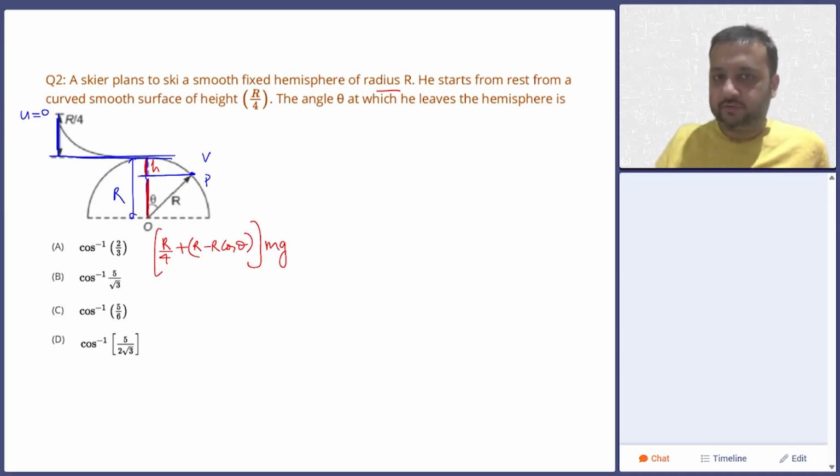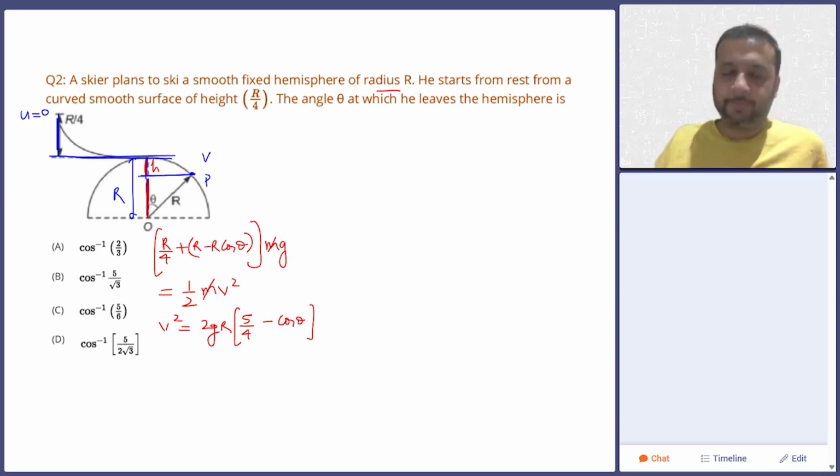This total height, times mass times gravity, is the loss of potential energy, and this is equal to half mv square. So m gets cancelled and v square becomes 2g, and r you can take common. This becomes 1 by 4 plus 1, that means 5 by 4 minus cos theta. This is one of the equations that we get.